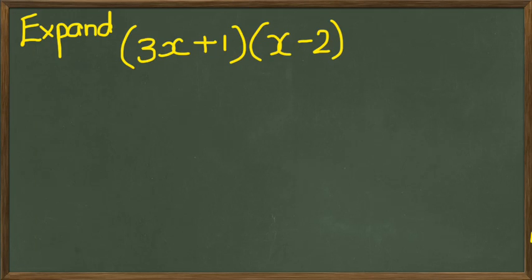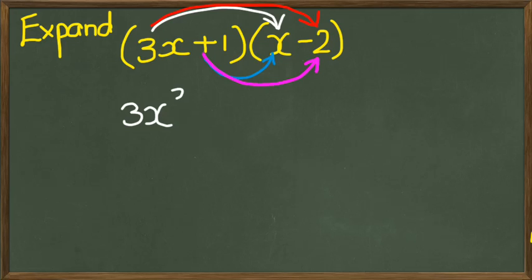So with expanding, as usual, if you forget how to do this, remember that you need to do 3x times x, and then you've got 3x times negative 2, you have positive 1 times x, and finally positive 1 times negative 2. So your answer should have been, or when you expand it, you should have got 3x squared minus 6x plus 1x minus 2.